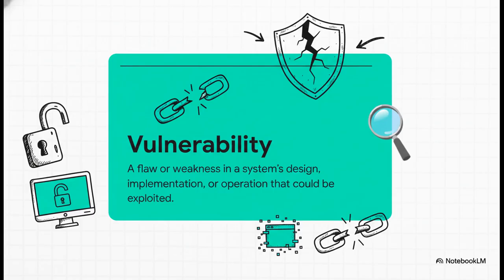The formal definition is a flaw or weakness in a system's design, implementation, or operation and management that could be exploited to violate the system's privacy policy. In other words, a vulnerability is the weak spot that a threat can take advantage of. It could be a bug in your software, a weak password, or maybe forgetting to install a security update. Without that weak spot, a threat has a much tougher job.